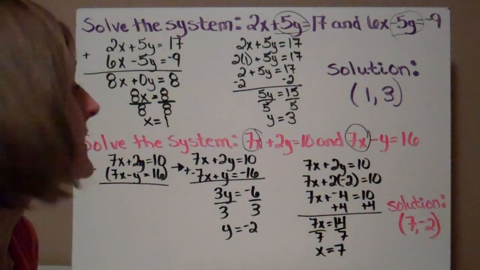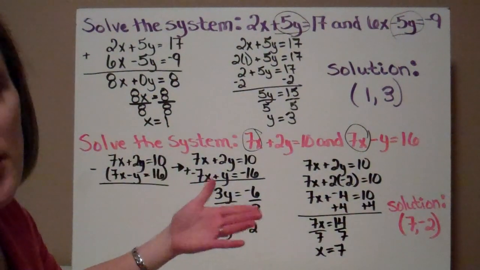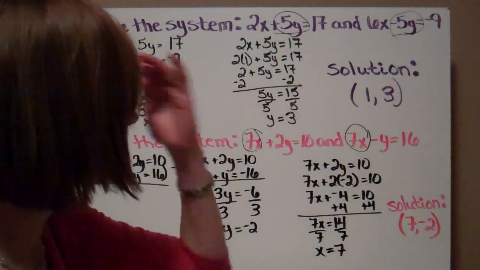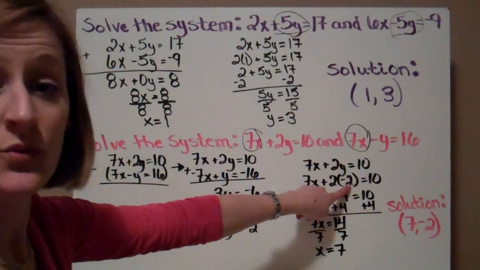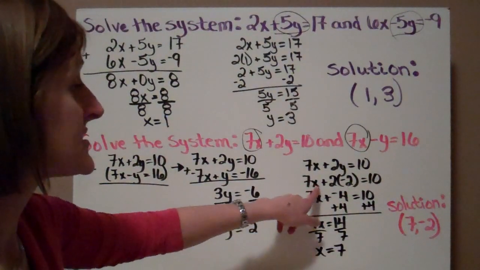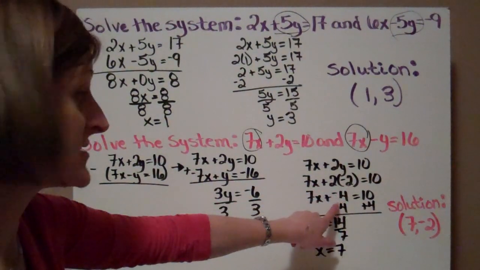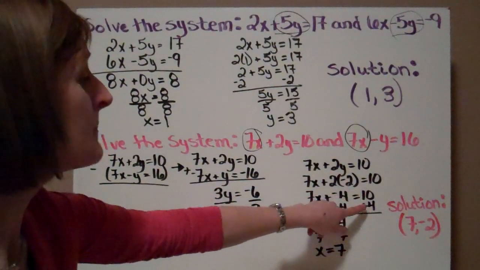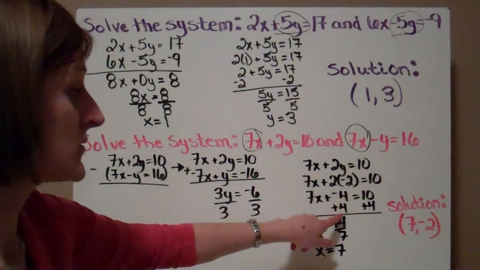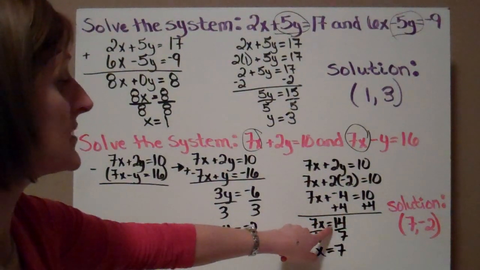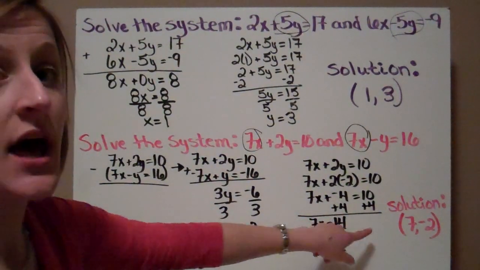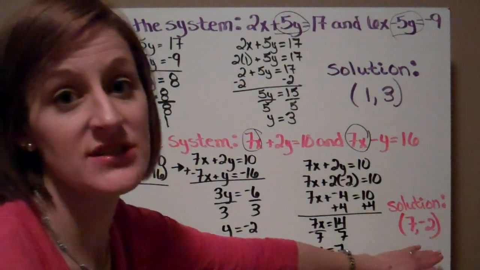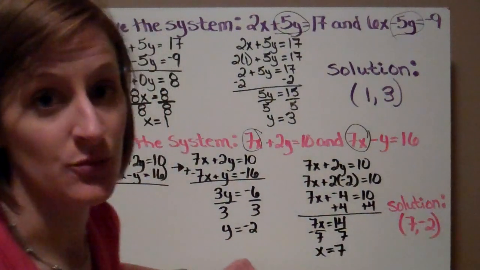Now I need to find x. Again, I take the first equation. You can use the second one if you'd like. 7x plus 2y equals 10. Plug in negative 2 for y. So I'm going to do 7x plus 2 times negative 2 is negative 4. Add 4 to both sides. And 10 plus 4 is 14. That goes to 0. So 7x equals 14. Divide each side by 7. And then I'm left with x equals 7. So my solution is going to be 7, negative 2.